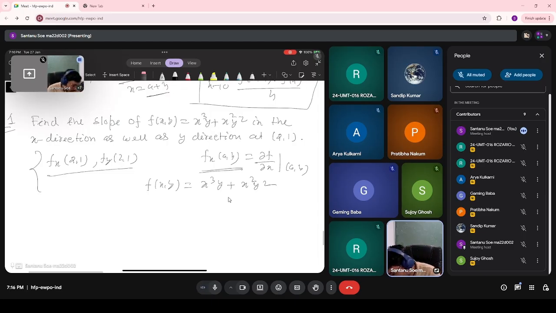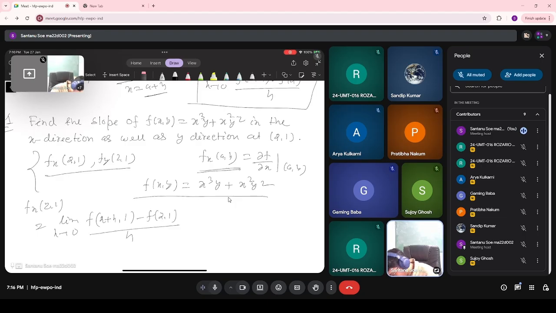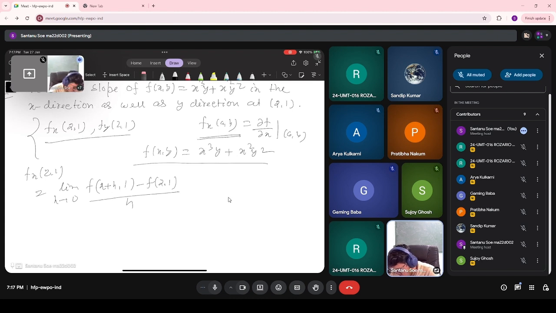Since this function is differentiable, because I'm not going into differentiability right now, but from here we can see that this is a polynomial function, both the partial derivatives will exist. So that's why we are assuming that the partial derivative exists. Otherwise you can also go through the limit definition. That means you can find it like this also: limit h tends to 0, f(2 plus h, 1) minus f(2, 1) divided by h. You can use this definition also, but since this is a polynomial function, I'm going to use the simple differentiation.